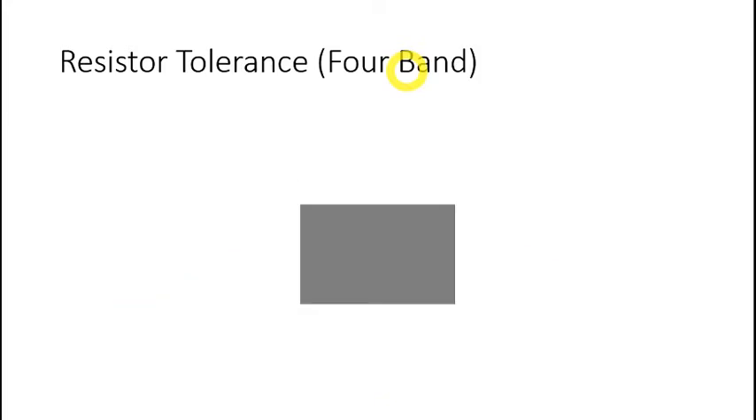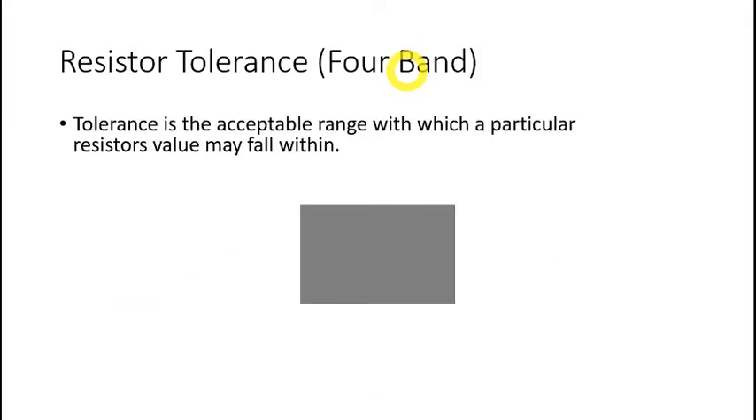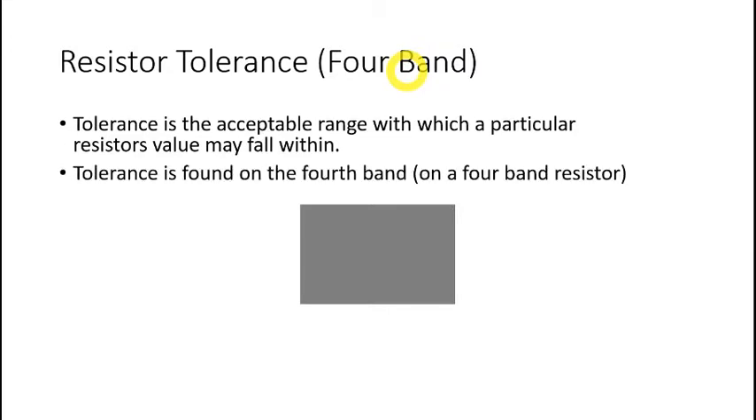So let's look at our resistor tolerance. Tolerance is an acceptable range in which a particular resistor value may fall within. And tolerance is found on that fourth band on a 4-band resistor. So here we could have on that fourth band a gold band, and that would mean that this is a 5% tolerance resistor. And then we would have a silver band, and that would mean a 10% tolerance.